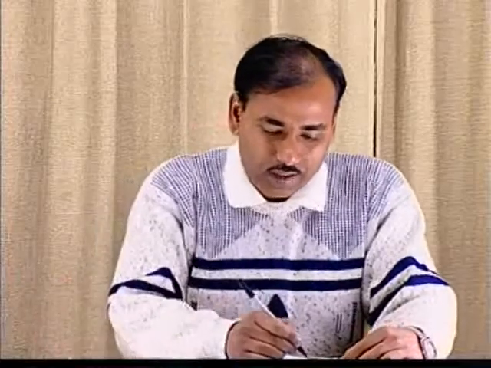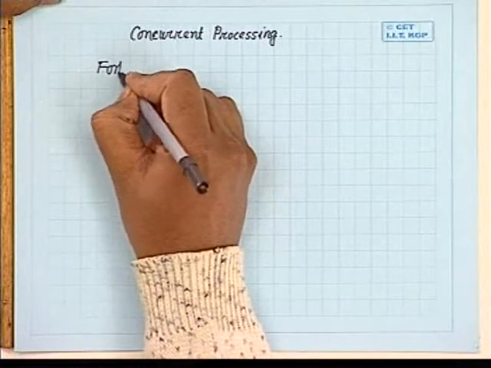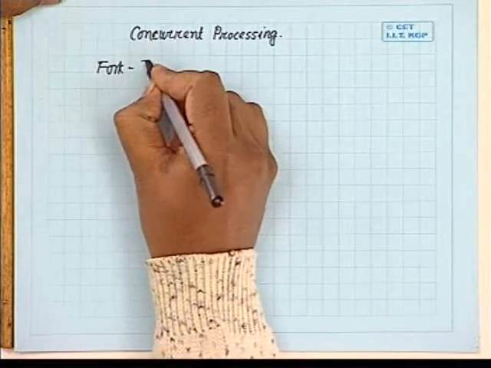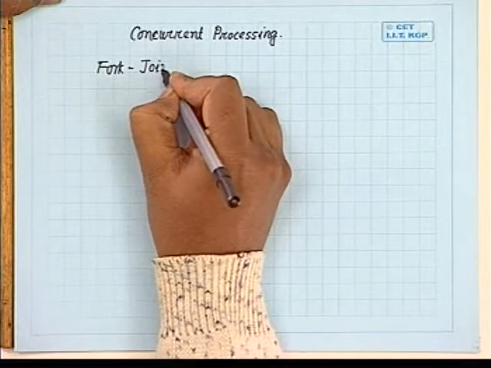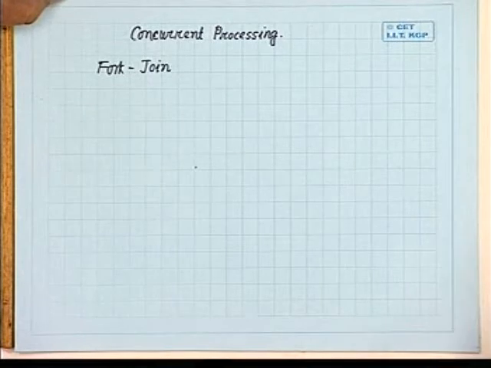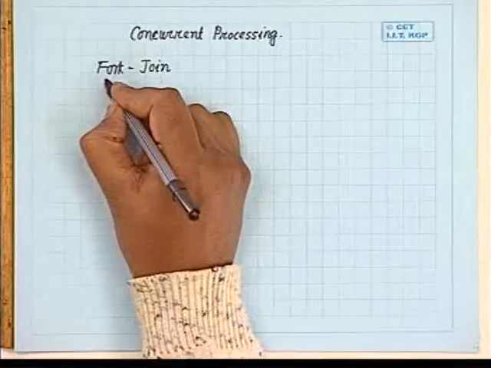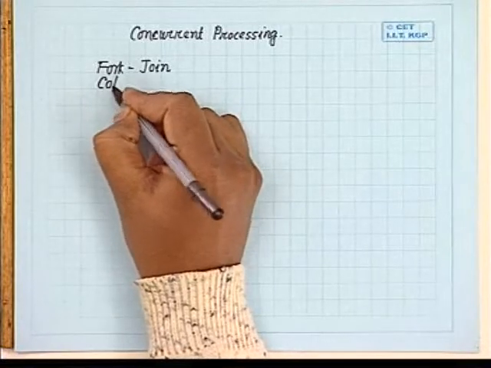Okay, so we have started our discussion on concurrent processing, and in the last class we discussed one language structure, that is the fork join structure for expressing concurrency in a given program. Now there is another language construct which can also be used for writing concurrent programs, which is called the co-begin co-end construct.